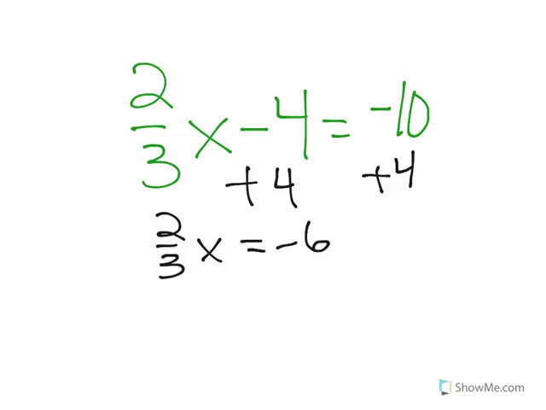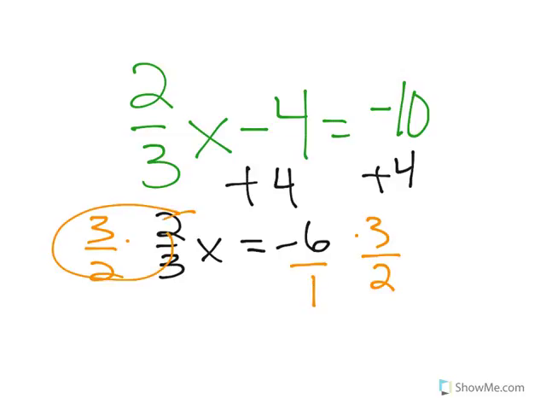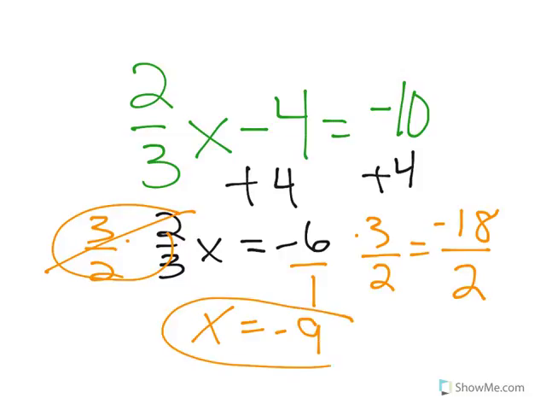And then I'm going to multiply both sides by the reciprocal of this fraction, which is 3/2. I'm going to make this -6 over 1. 3/2 times 2/3 gives me 1, so that cancels that out. I'm left with x equals -6 times 3 gives me -18, and 1 times 2 gives me 2. -18 divided by 2 gives me -9, so x equals -9.